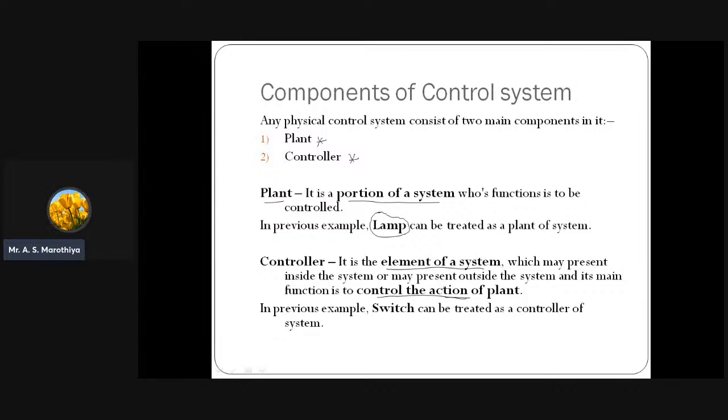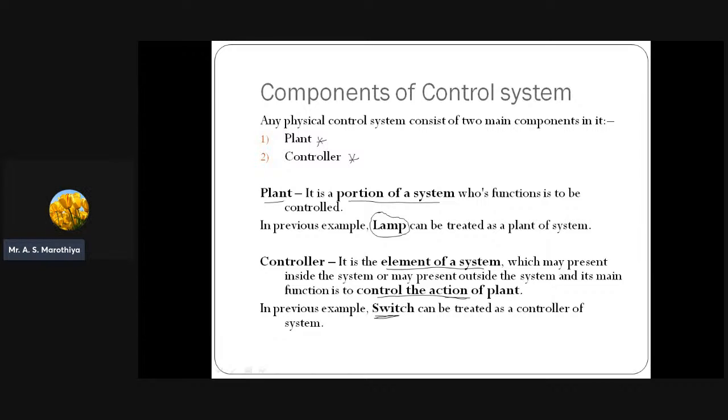Now, it is not at all necessary that the controller is always available inside the system. It may be possible that the controller is available outside the system or inside the system. But ultimately, the objective of the controller is to control the action of the plant. Now, with respect to the previous example, the switch is going to act as a controller. Why? Because by changing the position of the switch, we are in a position to control the state of the lamp, which is nothing but the plant. Hence, the switch is going to act as a controller and the lamp is going to act as a plant.